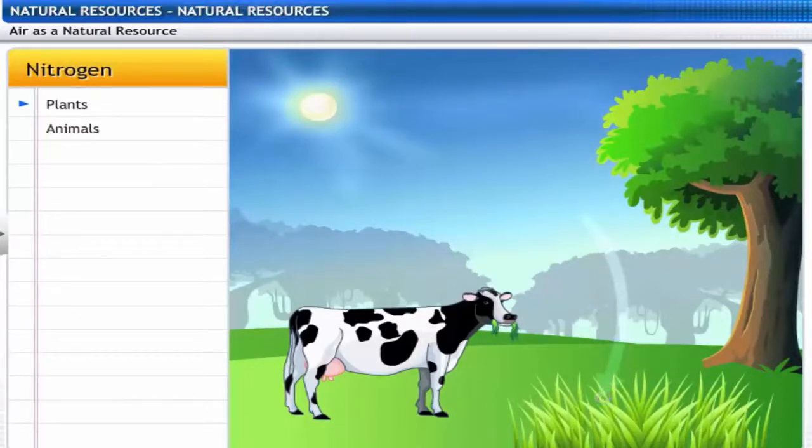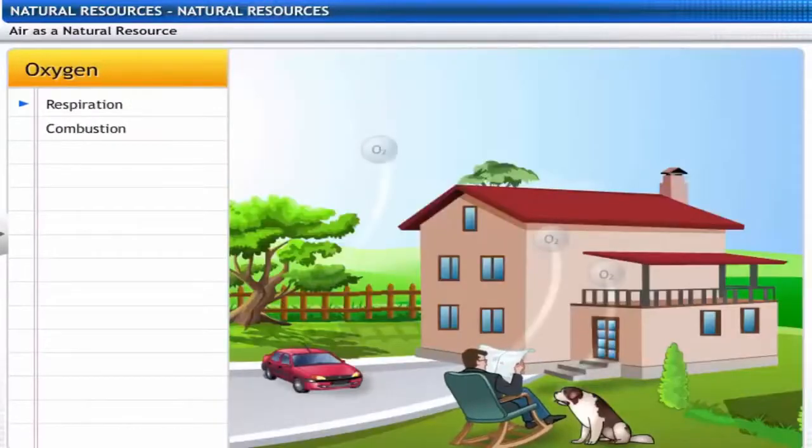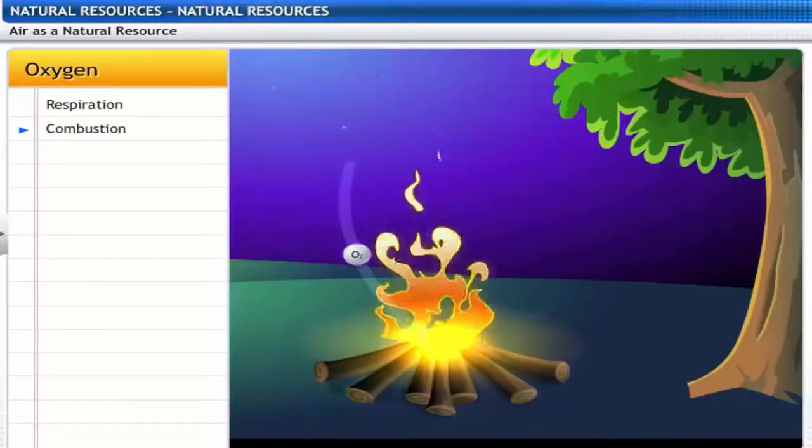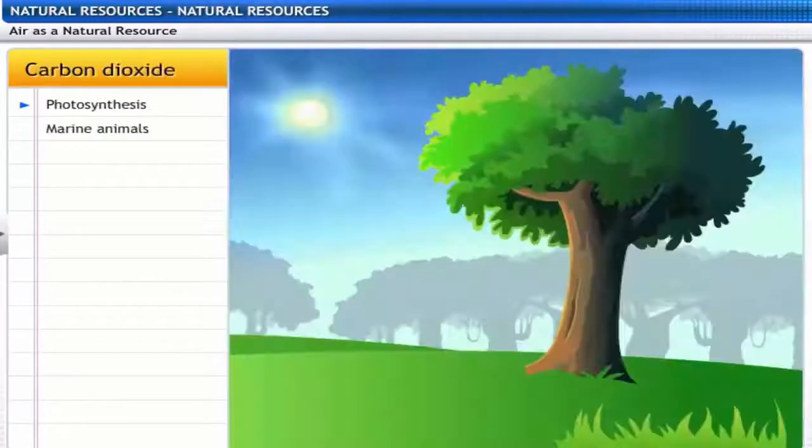Nitrogen is fixed in plants and is transferred to animals through the food chain. Plants and animals use oxygen for respiration. Combustion of fossil fuels also requires oxygen. The other important atmospheric gas, carbon dioxide, is mainly used by green plants for photosynthesis to prepare food.